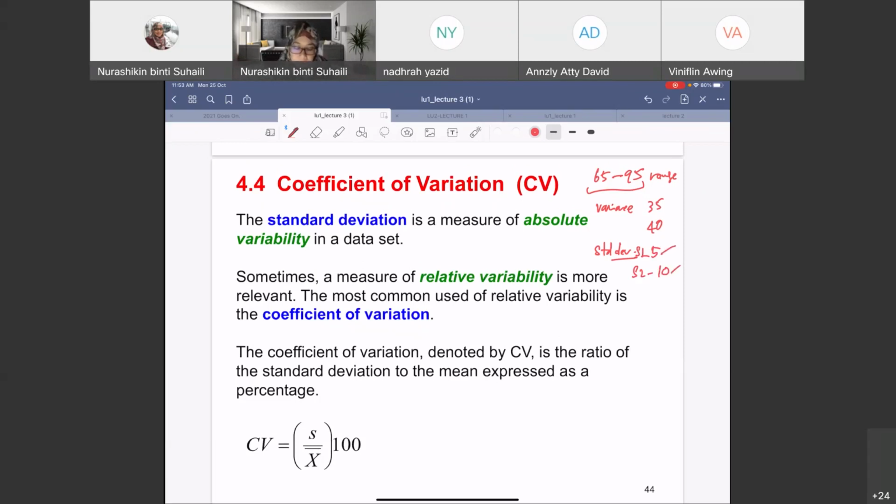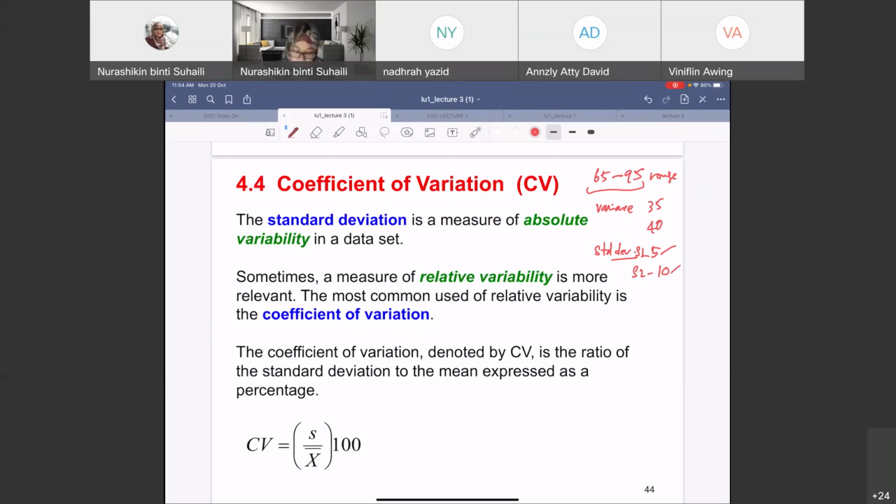But if you just have a single value like 10, and you don't have anything to compare it with, it's a bit tricky for you to have a picture. Is 10 good or not? Something like that. So the fourth parameter here is called the coefficient of variation.